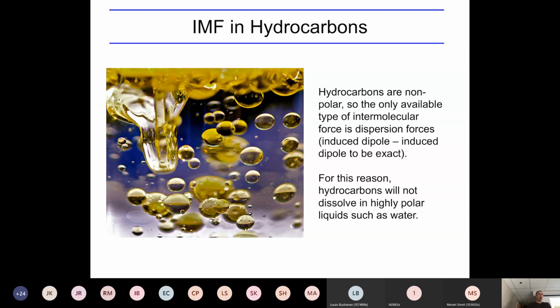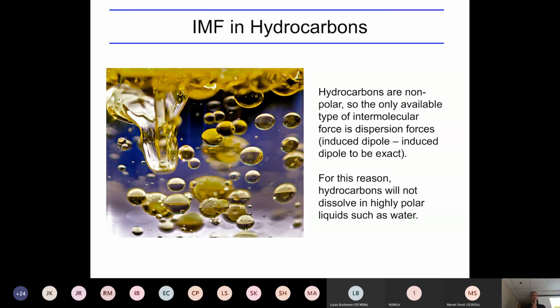These are, by and large, nonpolar molecules. And as a result, the most important, or maybe only, intermolecular force that these have is dispersion forces. Induced dipole, induced dipole. It's a type of dispersion force. So for this reason, these things don't typically dissolve in water. And, you know, oil and water classically don't mix. And this can have important benefits and drawbacks for use of these particular molecules. You want to make sure you're using them in the right situations.